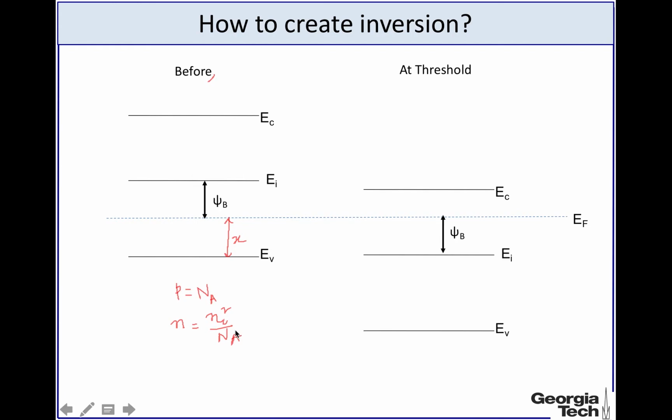Now at threshold, what happens is that EC shifts downwards and EV also shifts downwards, such that the gap between EC and EF becomes equal to x.